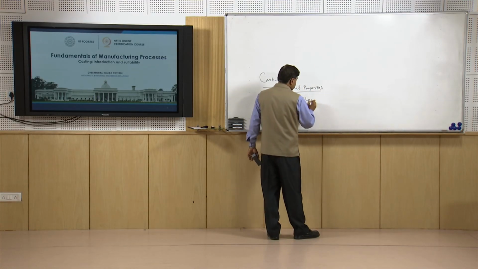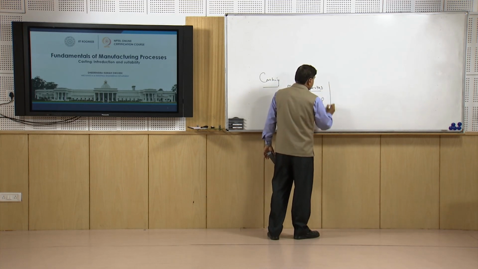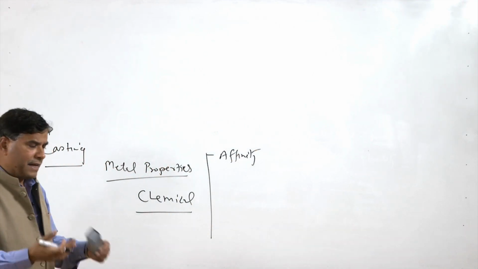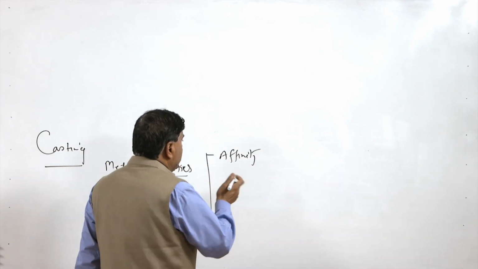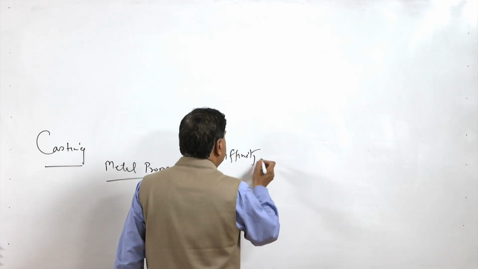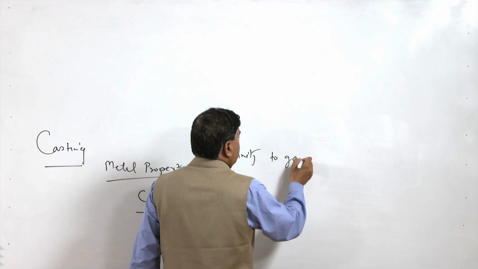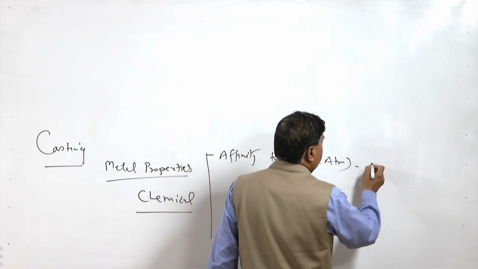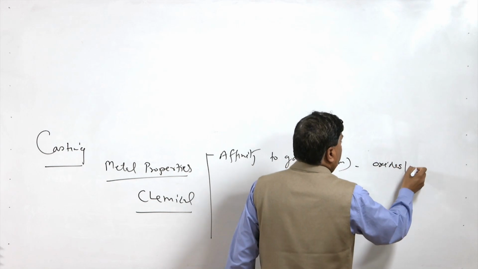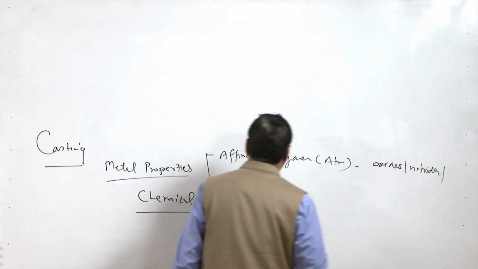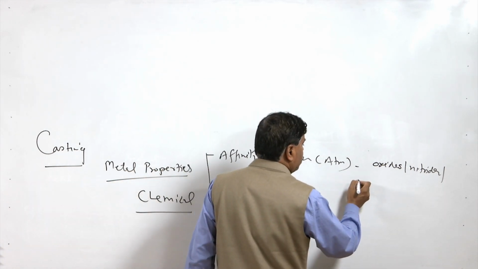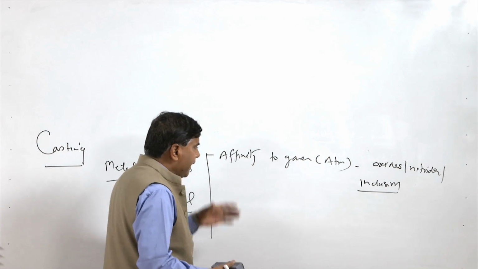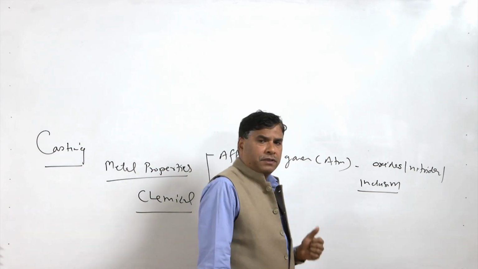Among the chemical properties which are important for the casting is affinity. We know that most of the metals become very active at high temperature. So, with the increase in temperature up to the molten state, if the metal has high affinity to gases like atmospheric gases, then they will have a tendency to form oxides or nitrides, etc. And these will be present as inclusions if not removed or filtered or taken care of properly. So, greater is the affinity, greater will be the tendency for formation of the inclusions.